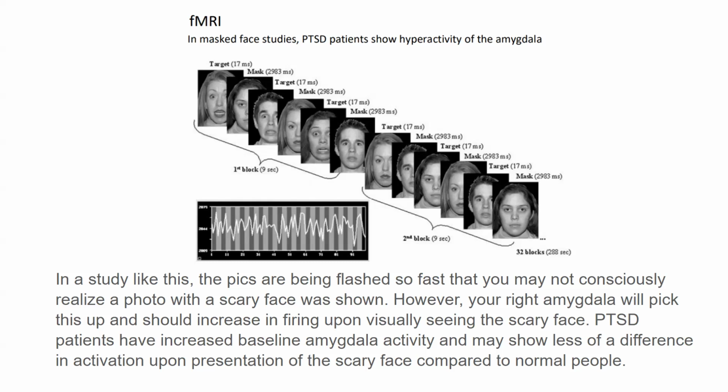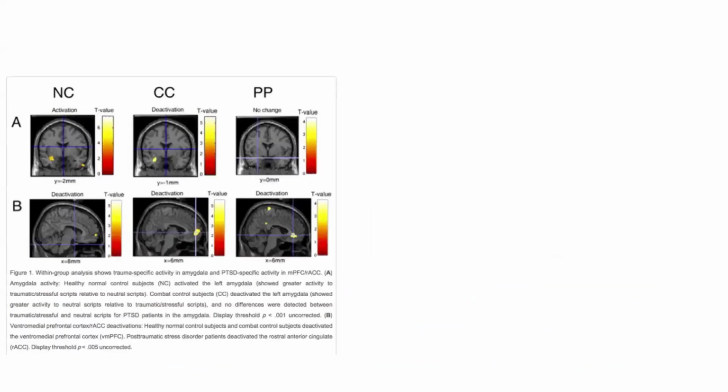So the next study is also going to look at the amygdala, but this is going to be looking at the left amygdala. So the left amygdala is important for understanding verbal scripts, like voices and words. And so if you remember from class, there's a study where researchers were looking at brain activation in response to a traumatic verbal script compared to a neutral script in normal control patients and combat control patients and PTSD patients.